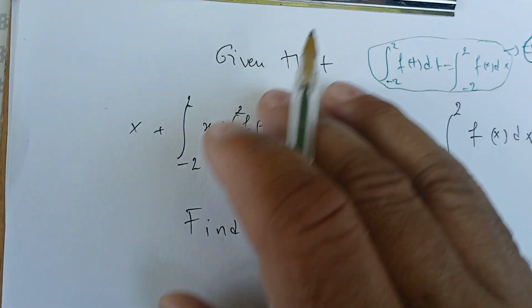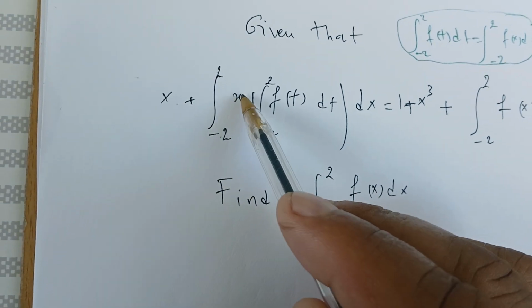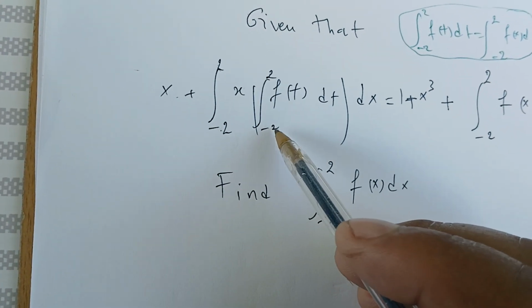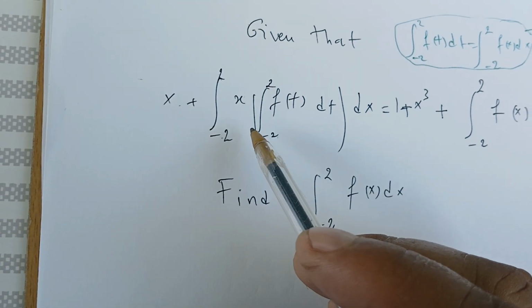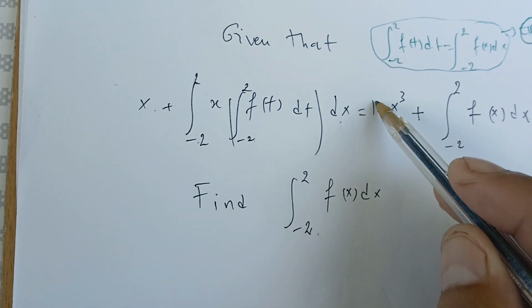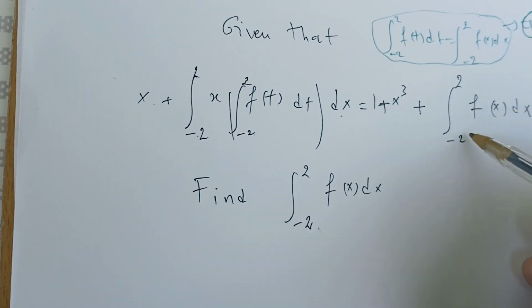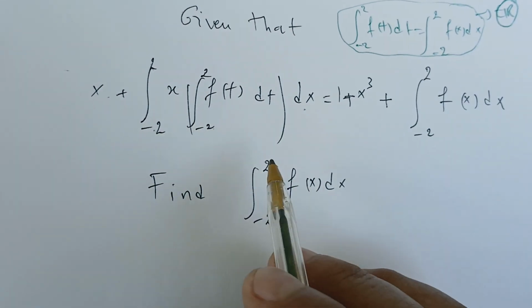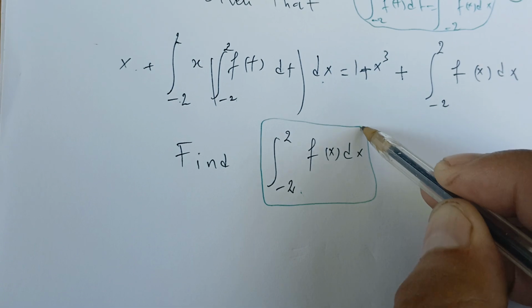This integral is given by x plus the integral between -2 and 2 of x times the integral of f of t dt between -2 and 2, dx, and it's equal to 1 plus x cubed plus the integral of f of x dx between -2 and 2. So the question that we need to answer is, what's the value here?